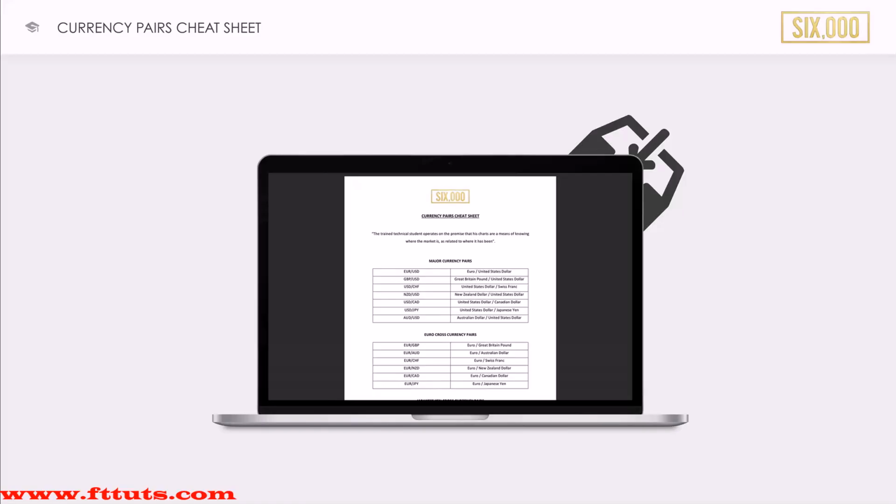So what to do is download that PDF. It's below today's module. It's called Currency Pairs Cheat Sheet. Download it, print it off, and keep it next to you while you're trading.